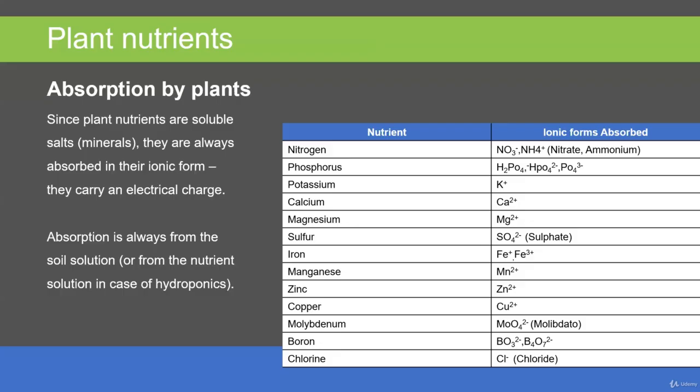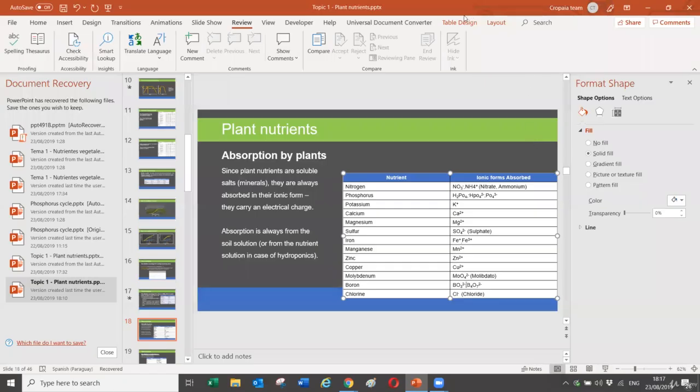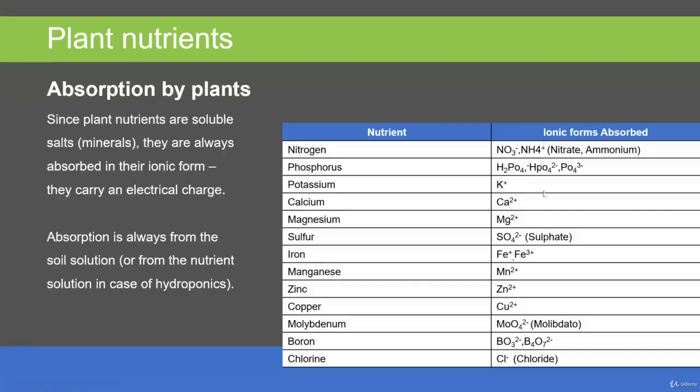All right. So in what forms do plants absorb the nutrients? Let's see. You can see that here in this table. Nitrogen is absorbed either as nitrate, NO3 minus, which carries a negative charge, or as ammonium, NH4 plus, which carries a positive charge. And this is of great importance.